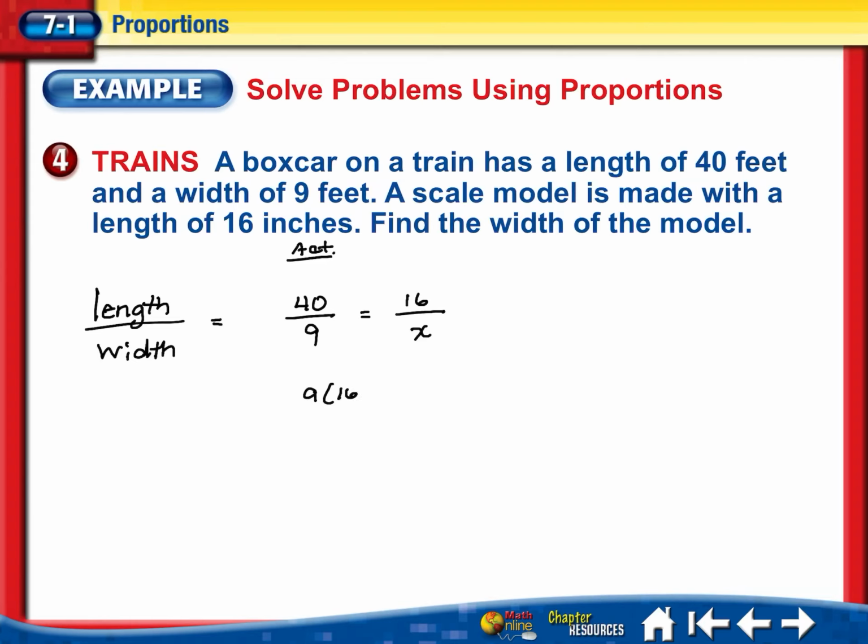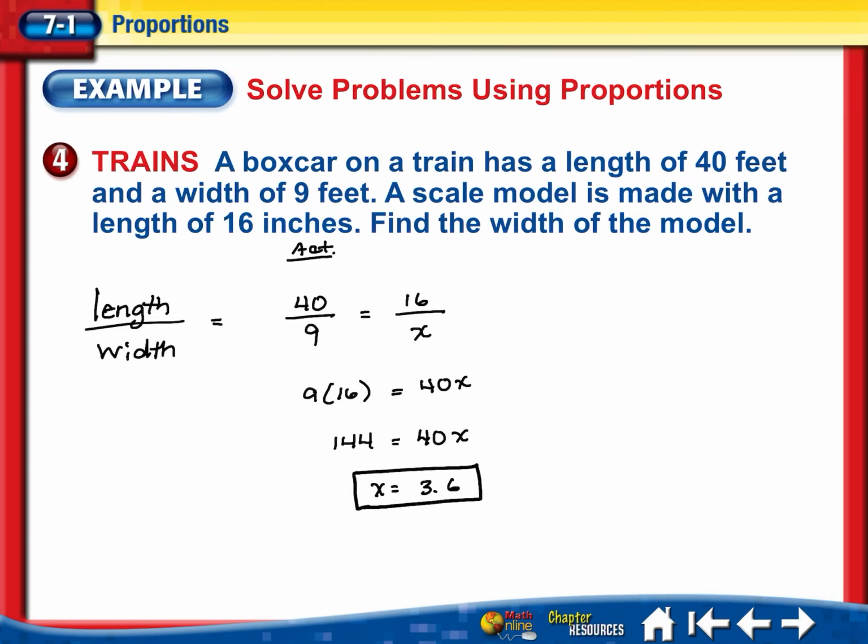So I'm going to do 9 times 16 is equal to 40x. 9 times 16 is 144. And then if I divide both sides by 40, I get x is equal to 3.6.